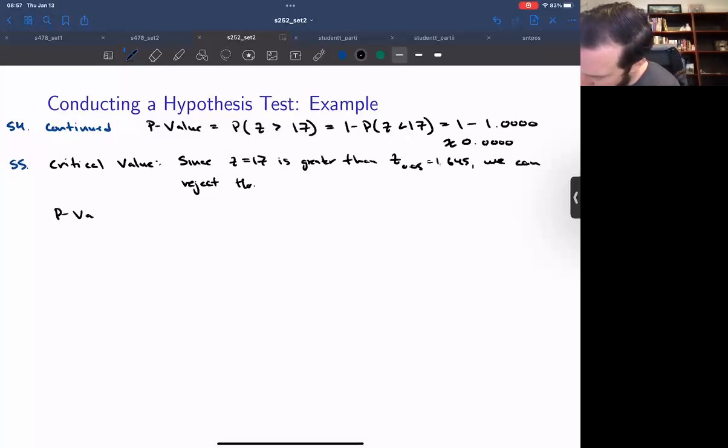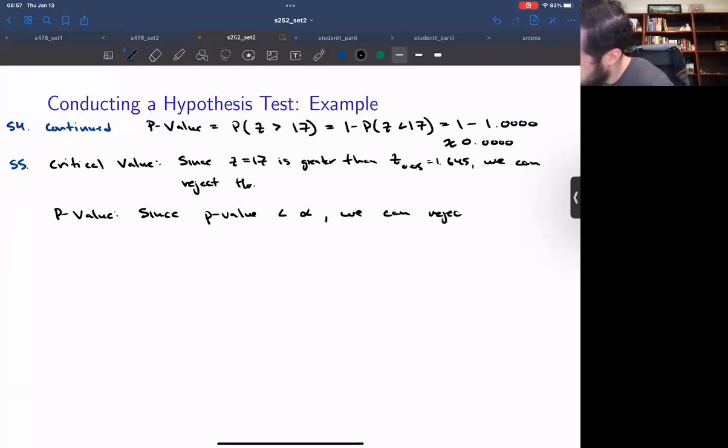If we were to take the p-value approach, we would say, since the p-value is less than alpha, we can reject H naught. And again, with the p-value approach, the nice thing is that it's always the same rule. So regardless of what type of test you're conducting, if the p-value is less than alpha, you can reject. And that is regardless of whether or not it's upper tail, lower tail, or two-tailed.